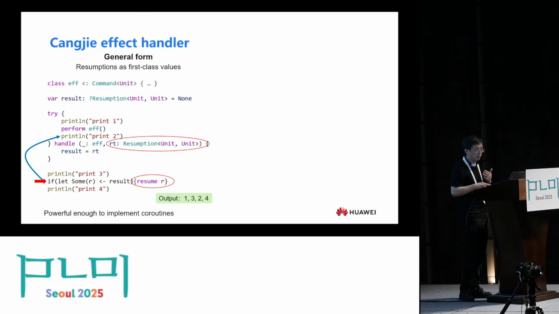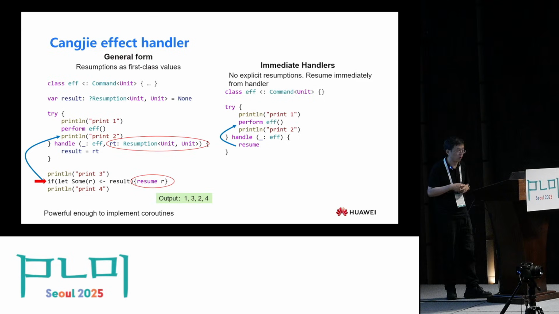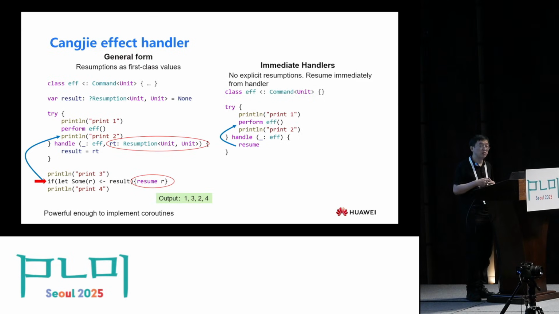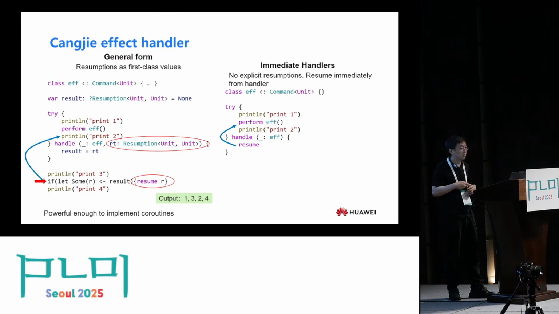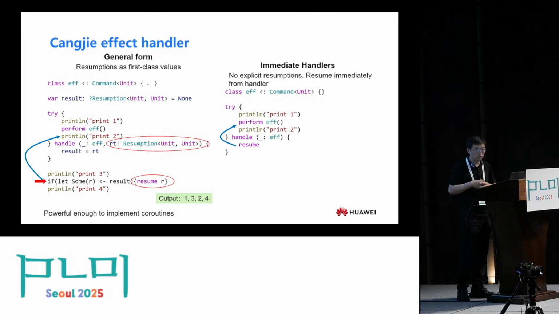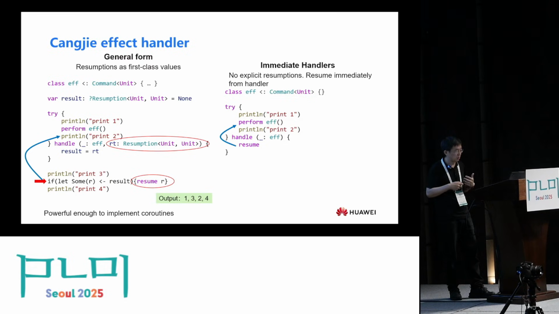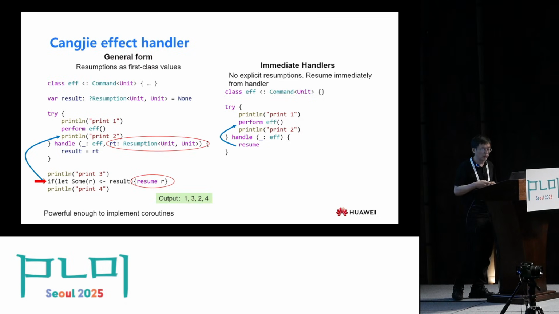So that's why we also introduce a more limited form we call immediate handlers or resumable exceptions. Here, resumptions are implicit, so programmers don't have access to the resumption value. In the handler, they can only either drop the resumptions or do the resume immediately. So the resumption cannot escape the handler block.